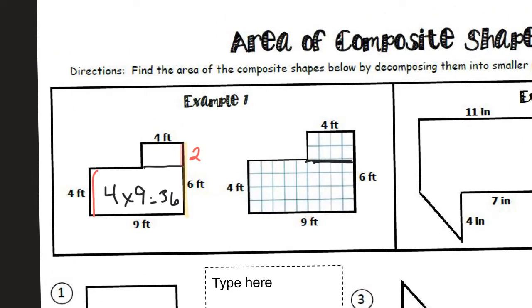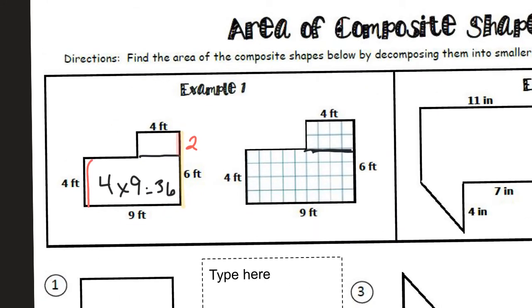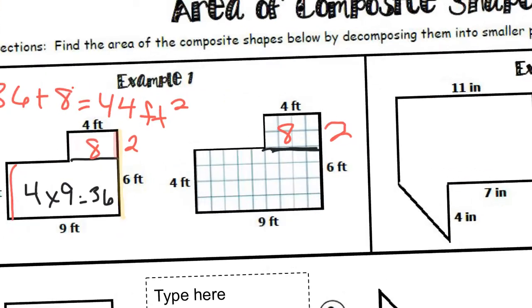Whoops, it keeps moving. It is 2. Sorry, I don't know what happened there. With that, we can see that this would be 4 times 2, which gives me 8. So this little piece is 8. To find the total area, you would just add those together. So we have 36 plus the 8, which gives me 44, and they used feet squared. If I went over here and used this entire box, we would count that there are 44 little squares. So that represents 44 feet squared. Okay, let's move over to example 2.